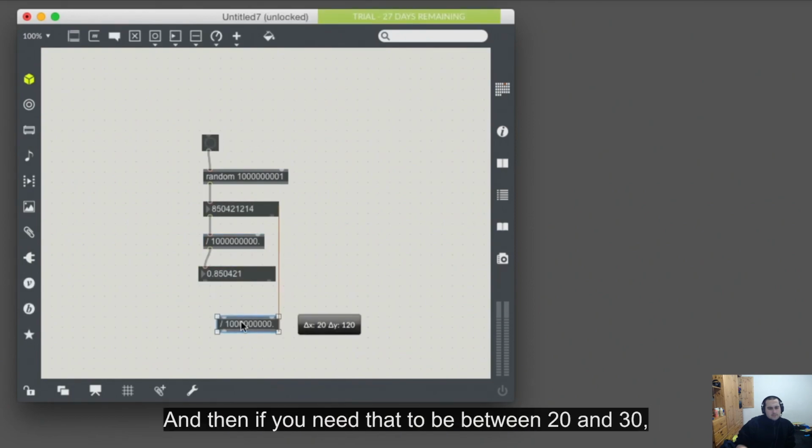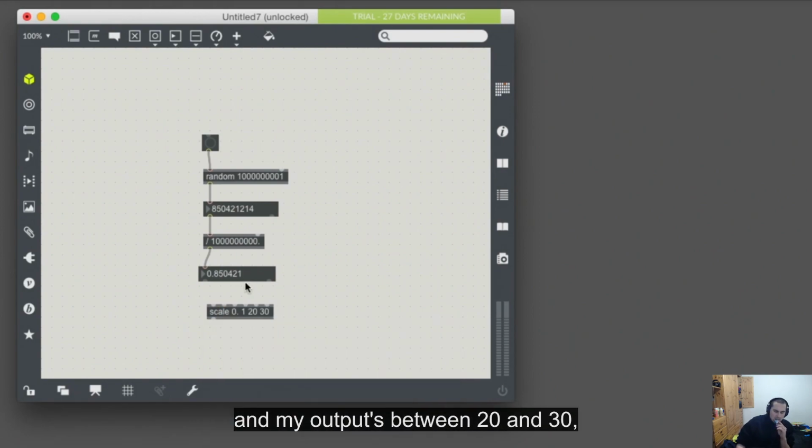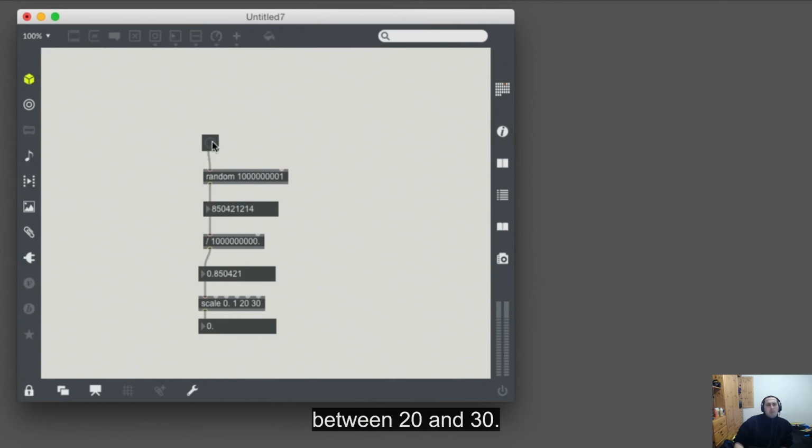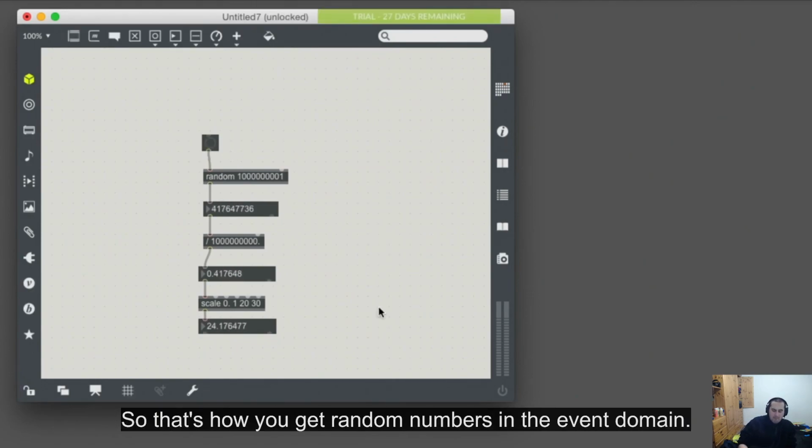And then if you need that to be between 20 and 30, you can use good old scale. My input's between 0 and 1, and my output's between 20 and 30. And now we're going to get a random floating point number between 20 and 30. So every time I click, it rolls the dice again and gives me another number in this range. So that's how you get random numbers in the event domain.